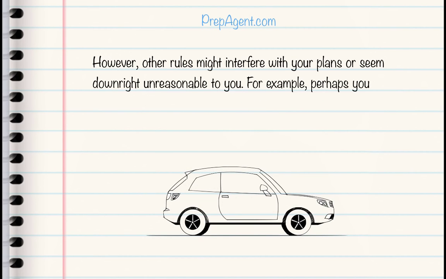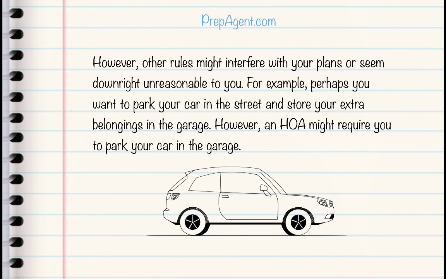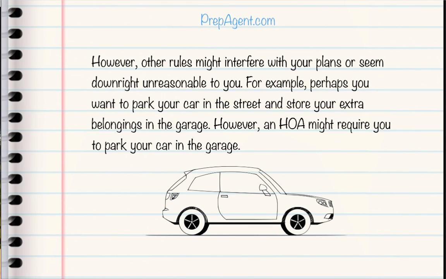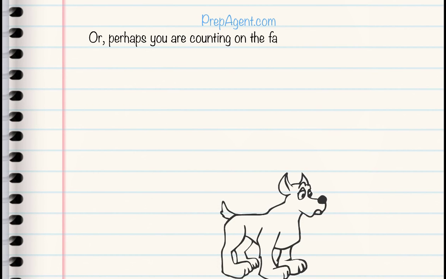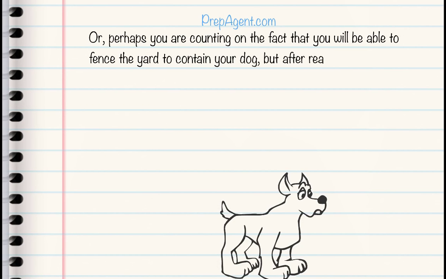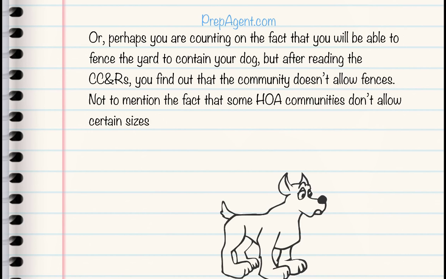However, other rules might interfere with your plans or seem downright unreasonable to you. For example, perhaps you want to park your car in the street and store your extra belongings in the garage. However, an HOA may require you to park your car in that garage. Or perhaps you're counting on the fact that you'll be able to fence in the yard to contain your dog. But after reading the CC&Rs, you find out the community doesn't allow fences.